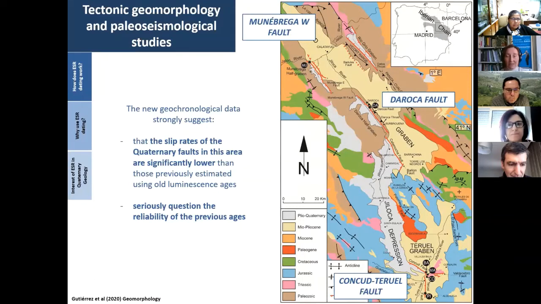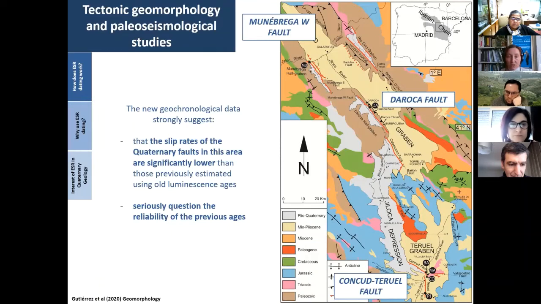The new geochronological data that we obtained, using mainly ESR dating, demonstrated that the slip rates of the Quaternary faults in this area are significantly lower than those previously estimated using the old luminescence ages. The lack of consistency of the previous luminescence ages, and also the precarious information about the methodology applied by the luminescence laboratory, seriously questioned the reliability of the previous ages, which significantly overestimate the activity of the faults, potentially leading to a substantial seismic hazard overestimate with social implications.